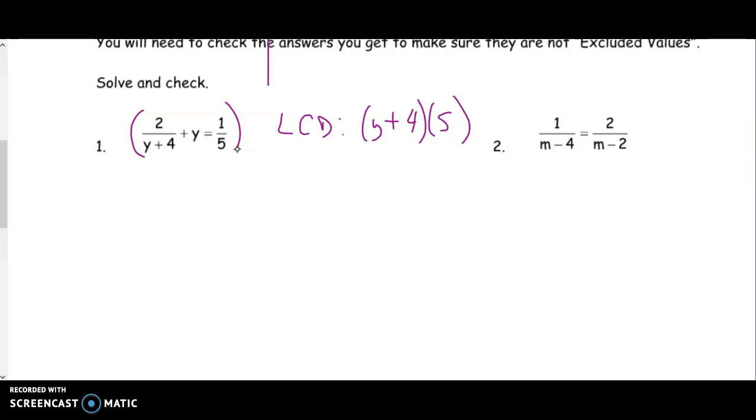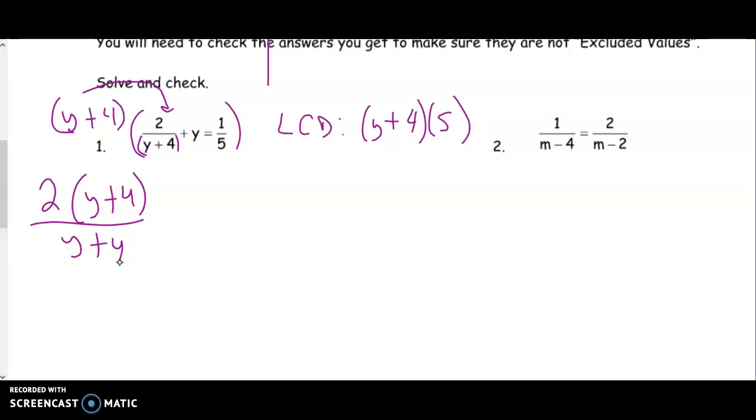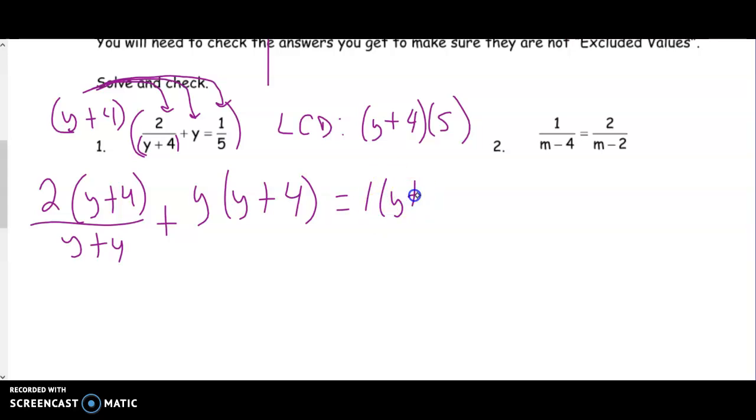So let's assume we are not sure what the lowest common denominator is. In that case, you want to multiply by your denominators one at a time so they all clear out. So if I multiply this one, I end up with 2 times y plus 4 over y plus 4 times this next term. So just make sure you distribute it to every term. Whatever you do to one side of the equation, do to the other. So it would look like this. From here, we can simplify quite a bit.